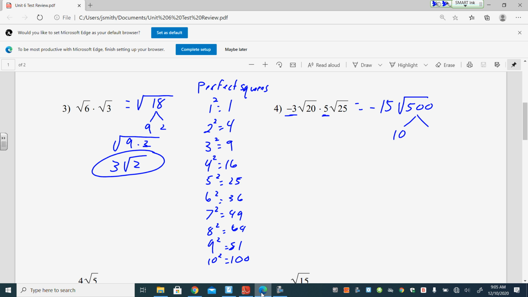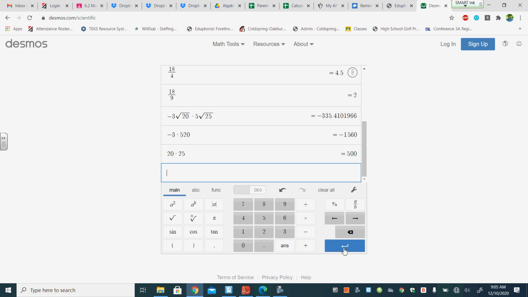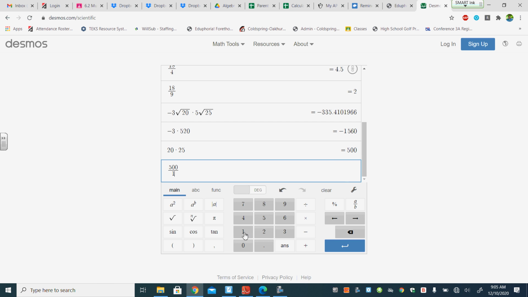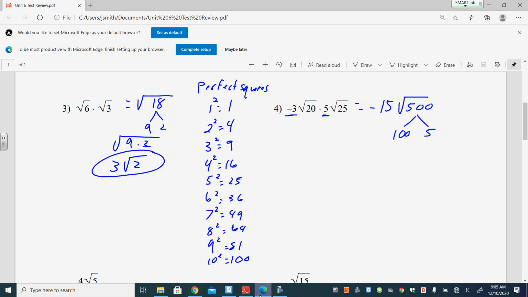So I'm going to go 100, and just to verify that, I'm going to come over here and take 500, divide it by 100, and in fact, I get 5. So this can now be rewritten as negative 15 square root of 100 times 5. And now I can simplify. The square root of 100 was 10. So it becomes negative 15 times 10. And then the 5 would be the leftover. So all you got to do now is just take negative 15 times 10, and you'll get negative 150.